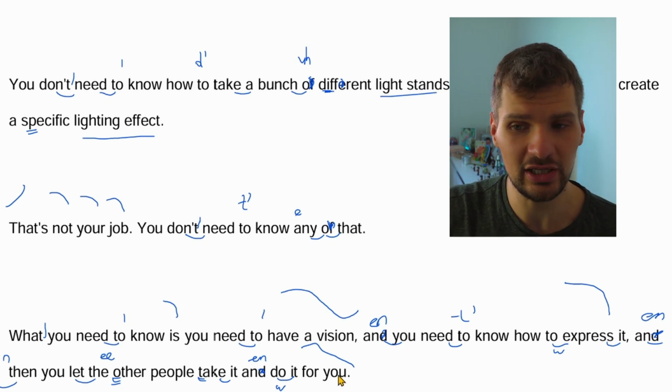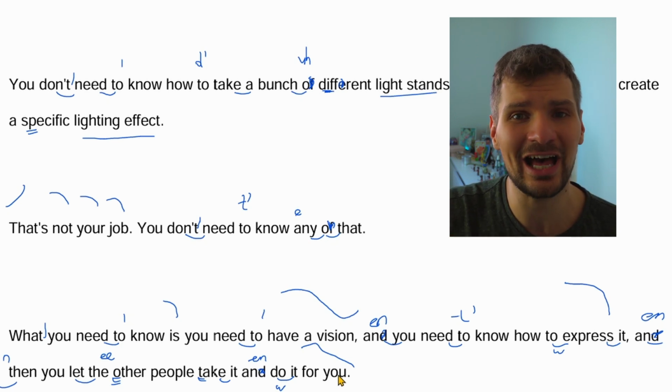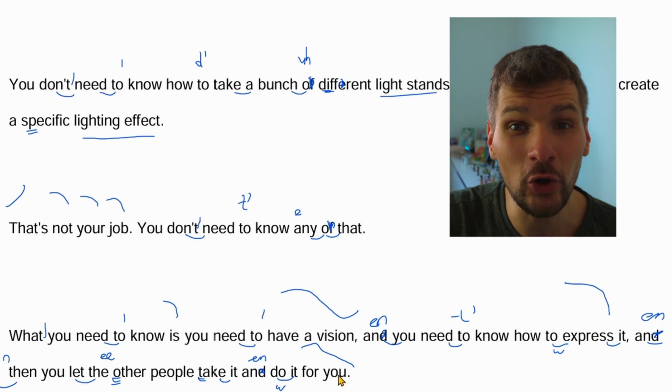Faster. What you need to know is you need to have a vision, and you need to know how to express it. And then you let the other people take it and do it for you.